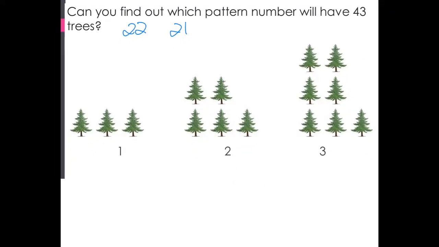Yeah, Cameron. So 42 divided by 2, which gives you 21, yeah? Plus 1, okay. Anybody else?